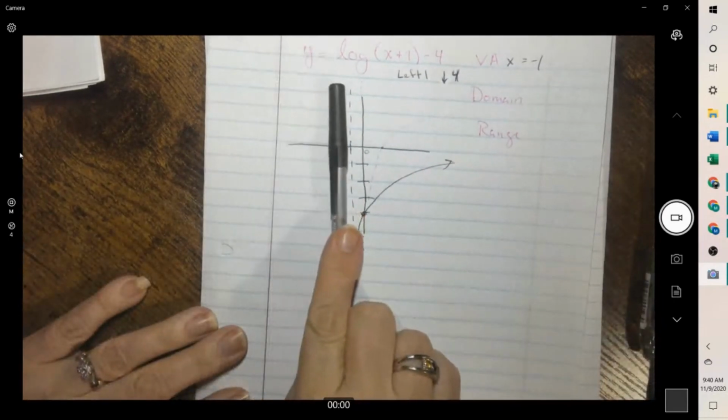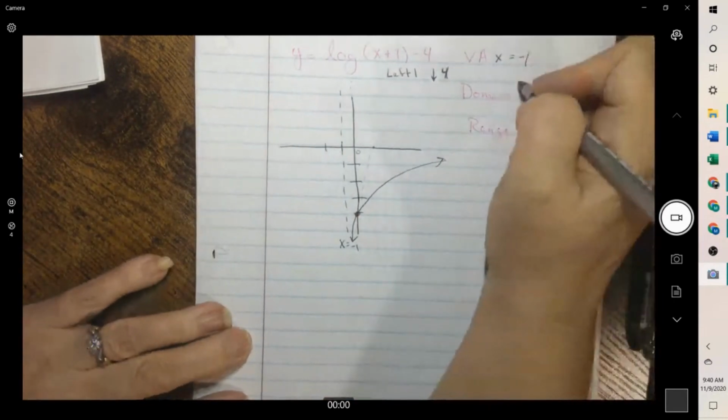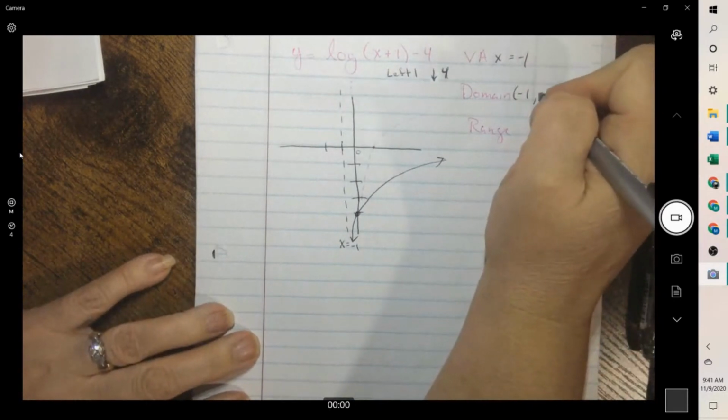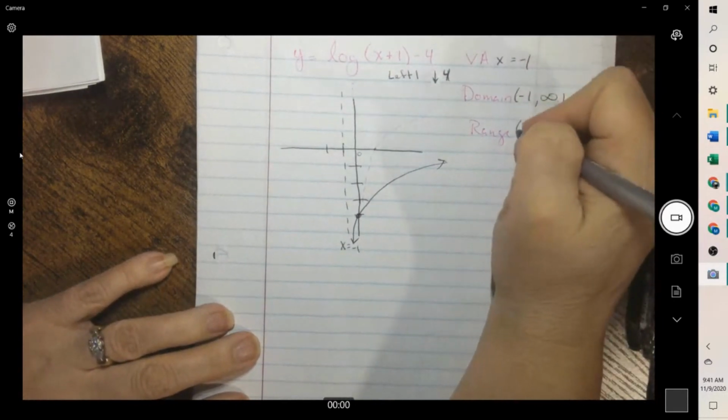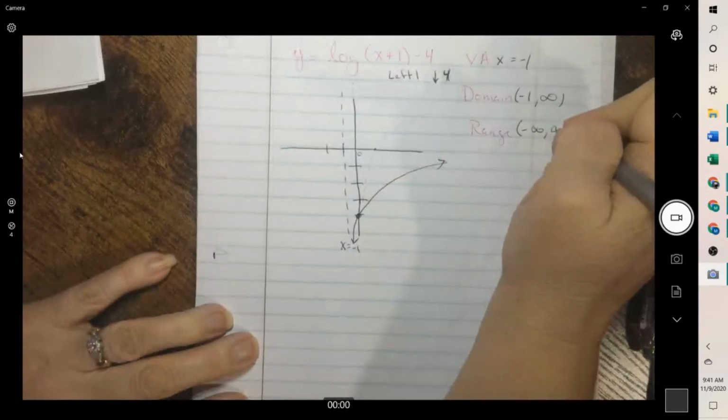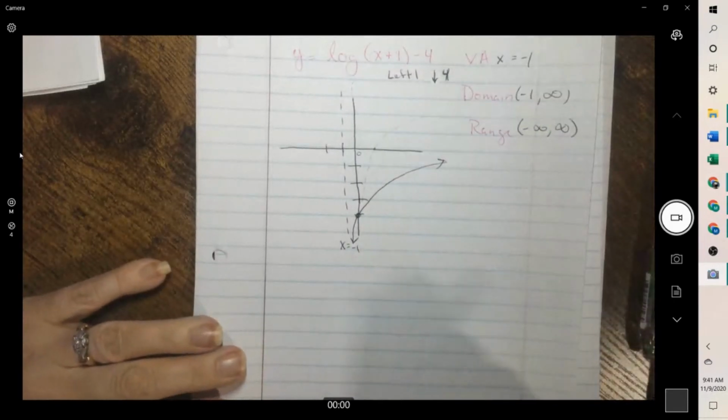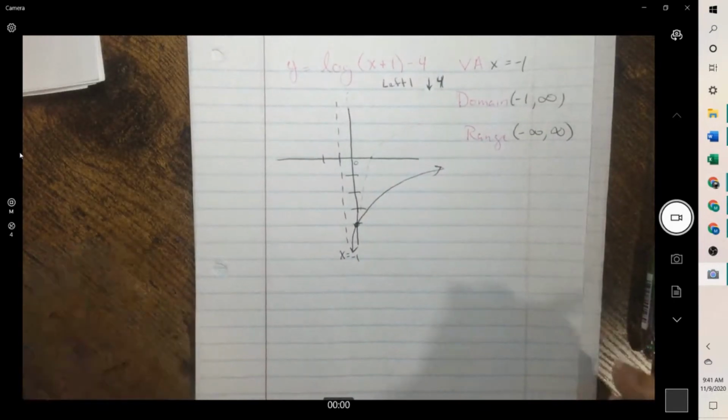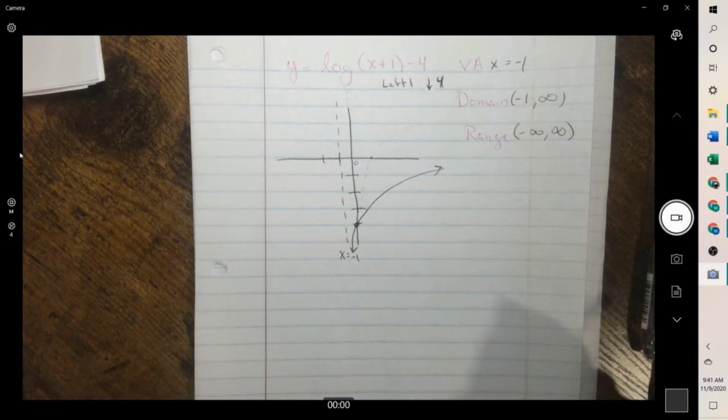Domain, there's nothing before -1, so it's -1 to infinity. And the range is all real numbers. Any questions on that?